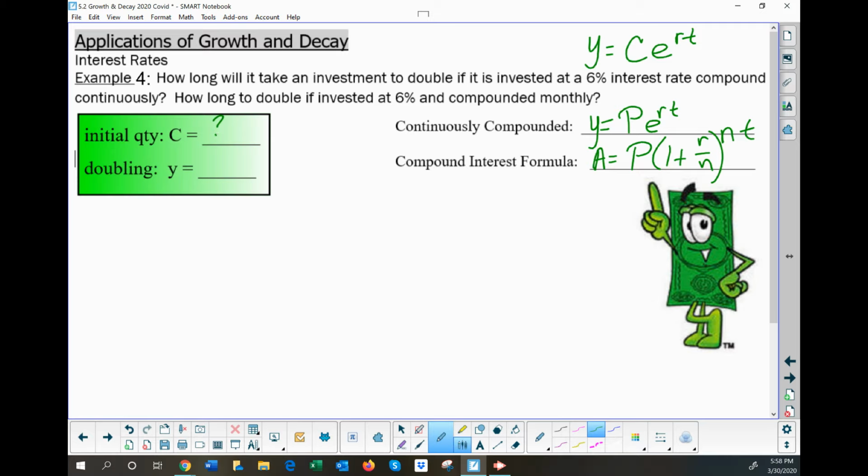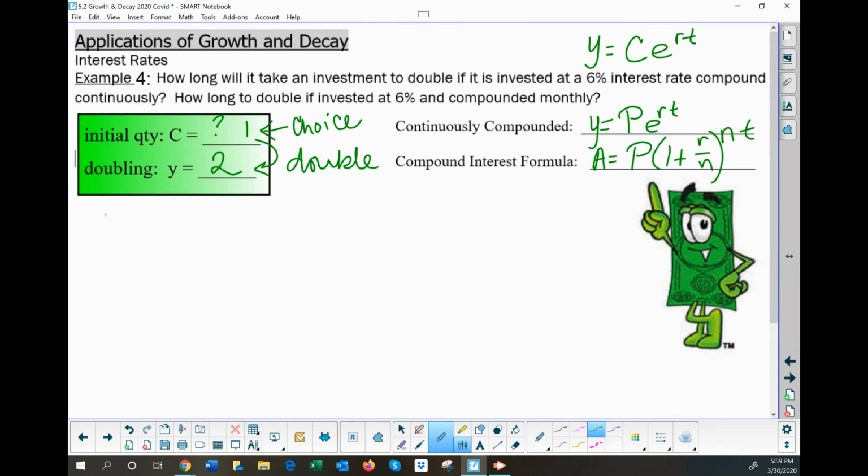So this is your choice. When it doubles, how much will I come out with? Well, I'll come out with a value of 2. So I just needed to double whatever it was I started with. All right, how long will it take it to invest compounded continuously at a 6% interest rate? We know that that gets expressed as 0.06 then.